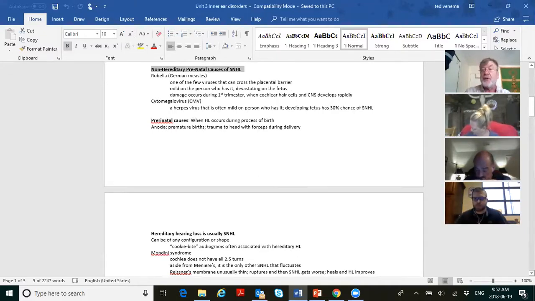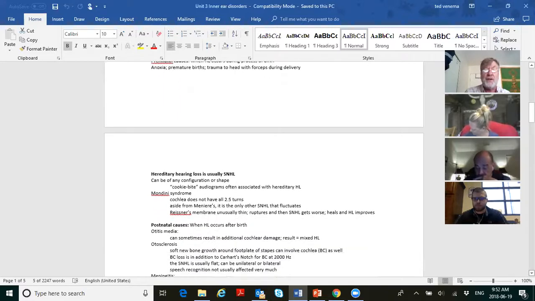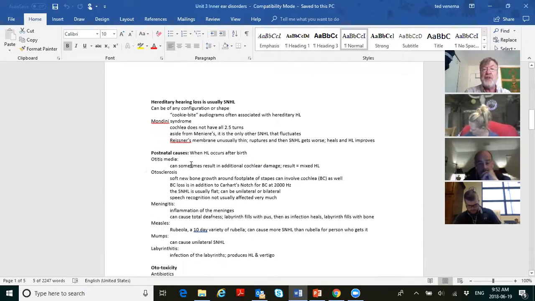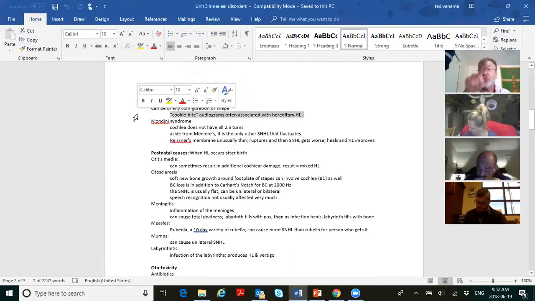leading to sensory neural loss. Hereditary hearing loss is usually sensory neural, and can be any configuration or shape, but cookie bite is an audiogram. That's that U-shaped audiogram that I talked about earlier. Cookie bite loss.